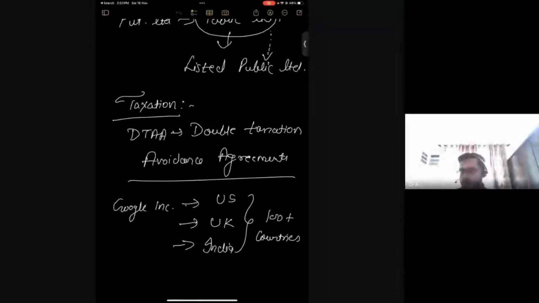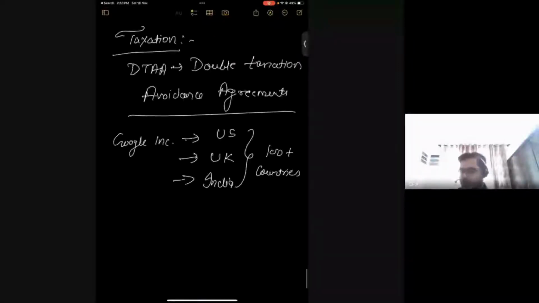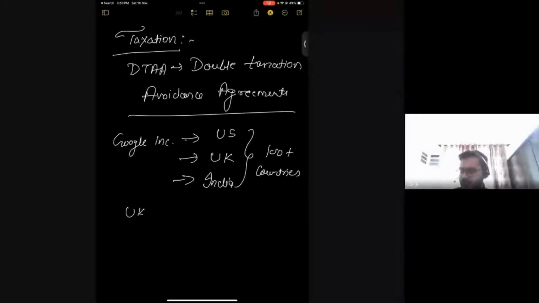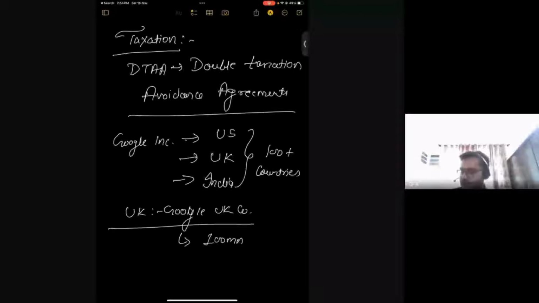Otherwise, what will happen? Let's just assume that there is no Double Taxation Avoidance Agreement. Can you tell me what is the rate of tax in UK for corporates? Must be 35%, I think, 30-35%. Is that correct? Yeah, I think so. So let's just say there's a Google UK company in UK. What they will do is, let's just assume that they have a $100 million in profit.